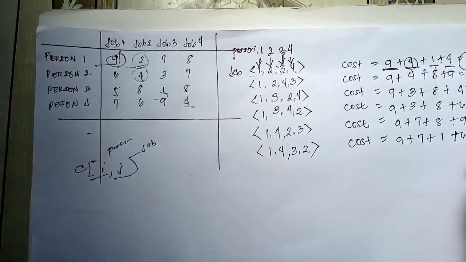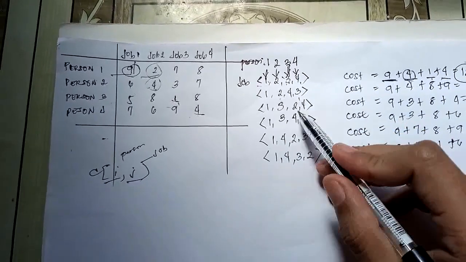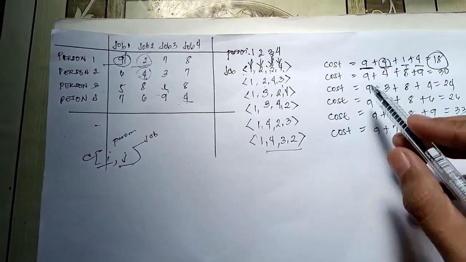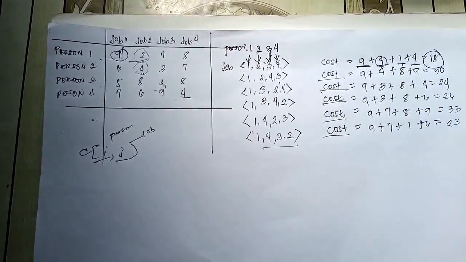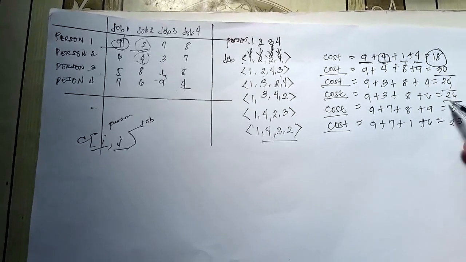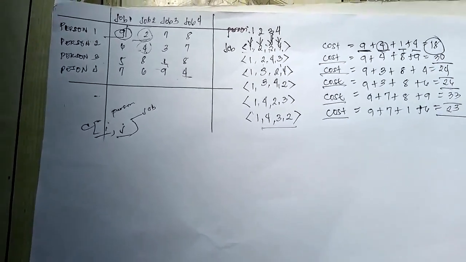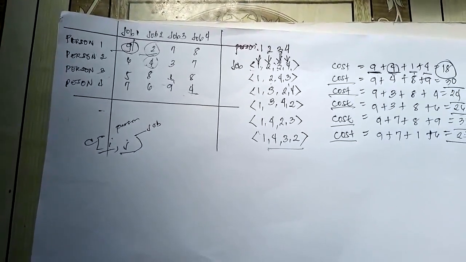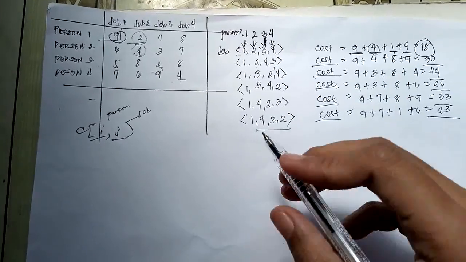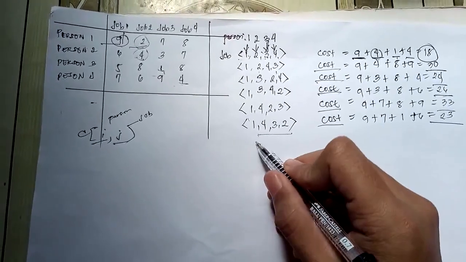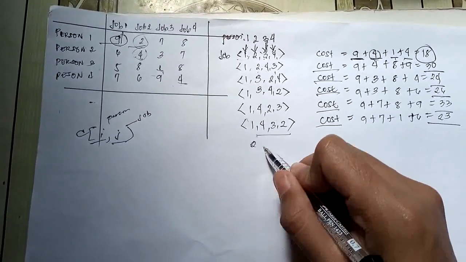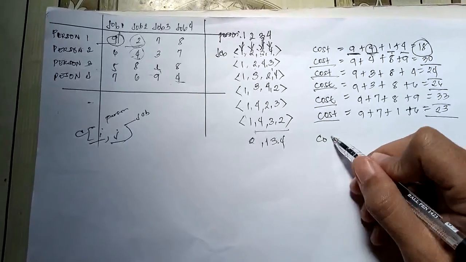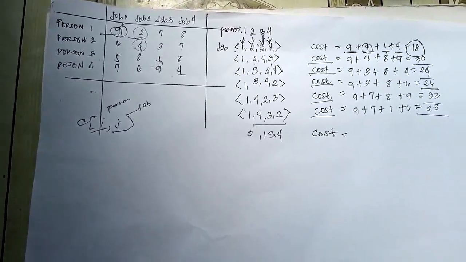Okay, so let's try 1, 2, 4, 3; 1, 3, 2, 4; 1, 3, 4, 2; 1, 4, 2, 3; 1, 4, 3, 2, which will have their own costs. Okay, so here are the costs. Then in an exhaustive search, you have to try some possibilities to get a minimal cost. For example, 2, 1, 3, 4. So let us check the cost.